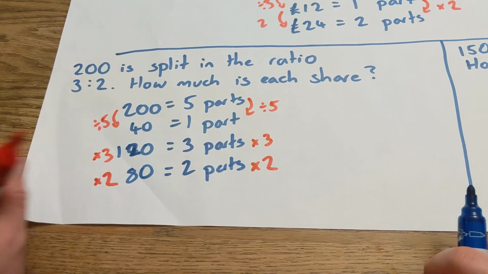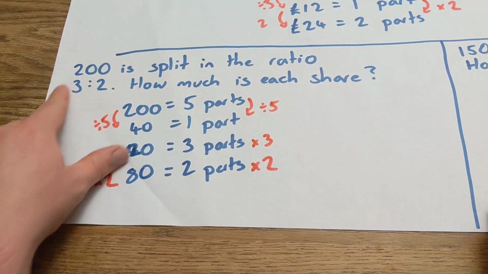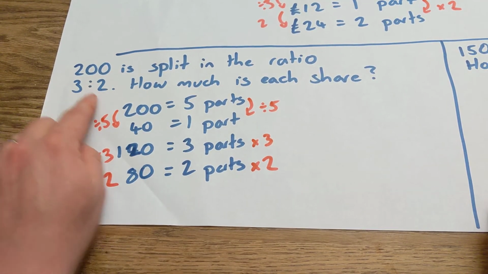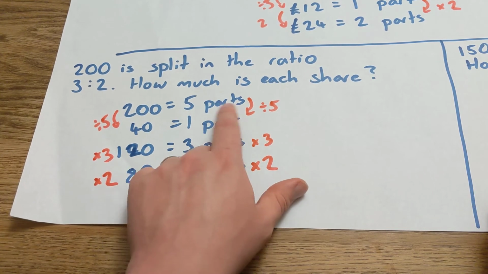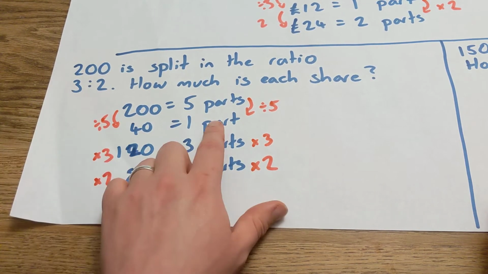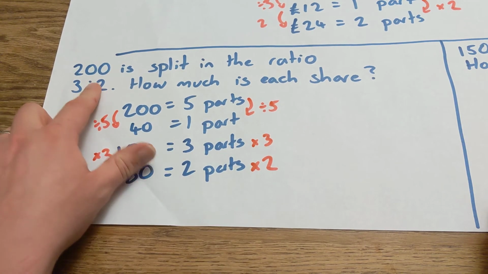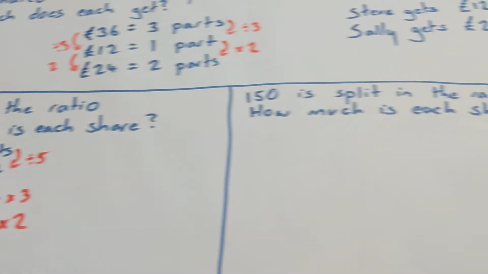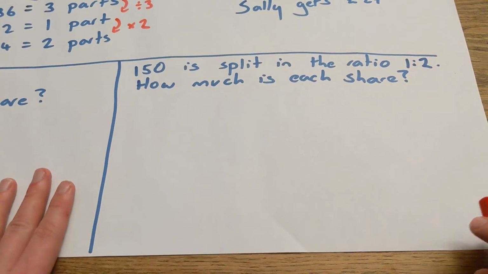Okay, so when the number you have represents the total thing, what you do is divide it by however many parts there are altogether to get 1 part, and then you can work out 3 by just timesing that by 3, and work out the 2 by just timesing it by 2. Let's look at 1 more of these before we try it the other way around.